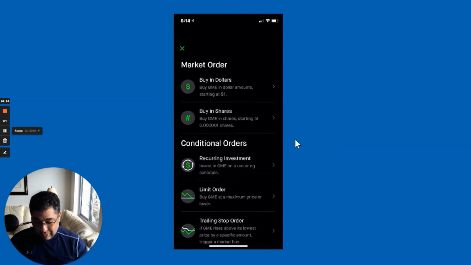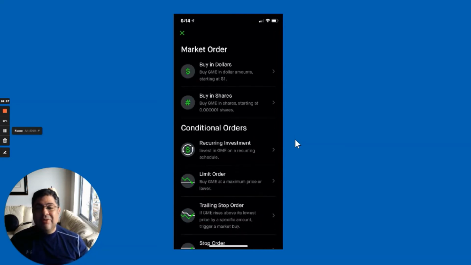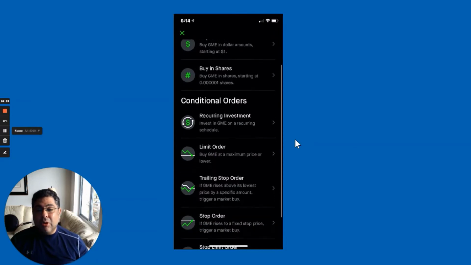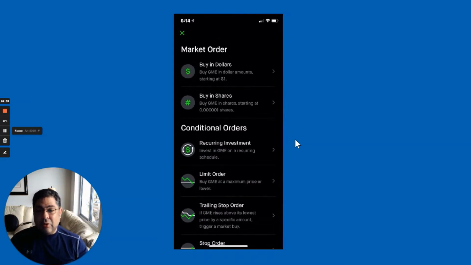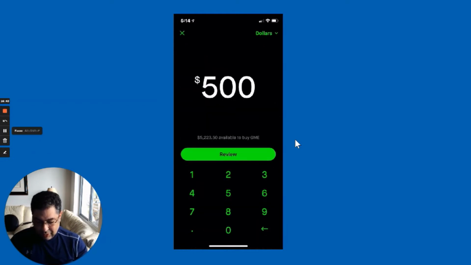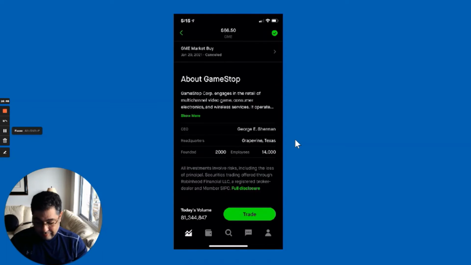Okay, so you have dollars. Then you have all these different options. I'm not going to go into the conditional orders because I have a separate video for that. If I went into the conditional orders and explained each one, it would take me at least half an hour. So I'm not going to do that because the main purpose of this video is to walk you through all the features and functions. But you have all of these different things. You can also buy in shares, okay? So anyway, I'm going to cancel this out for now. Okay, and I'm going to get out of GameStop.